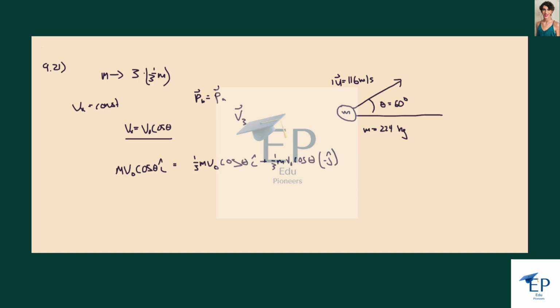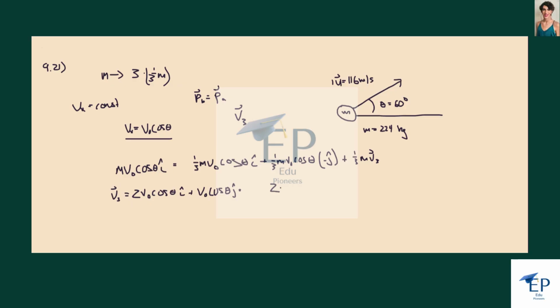Those are two of our three components, and the last one is 1/3 mass times whatever this v3 velocity vector is. Now that we have this equation, we can solve for v3. If we rearrange things, we get 2 v naught cos theta in the i hat direction, and v naught cos theta in the j hat direction.